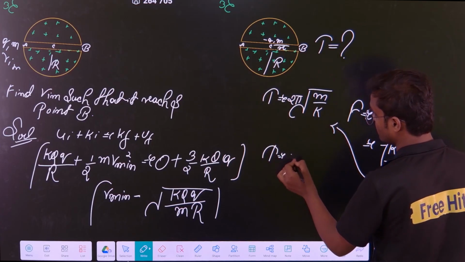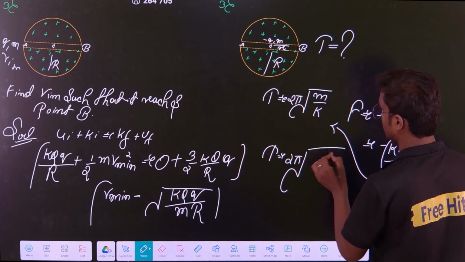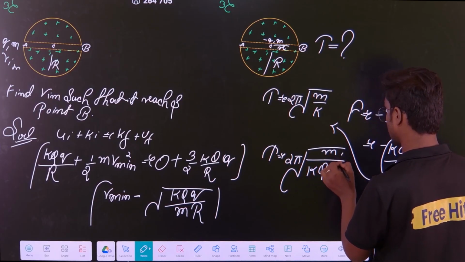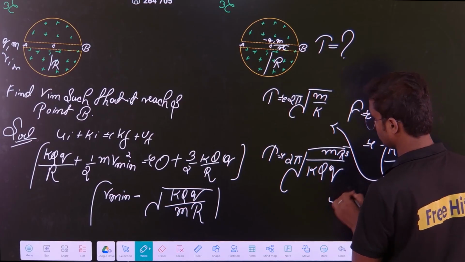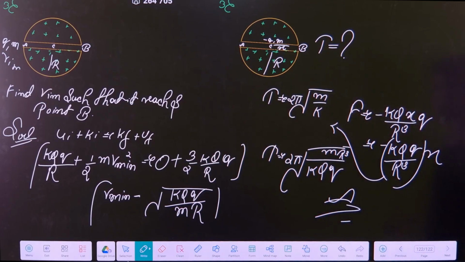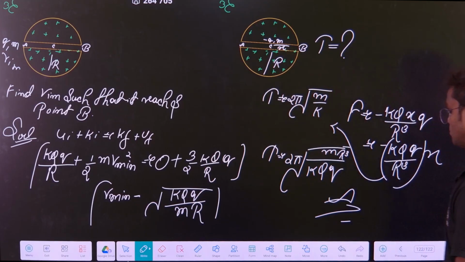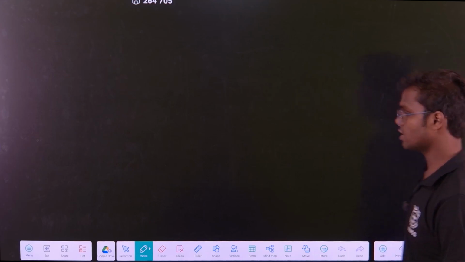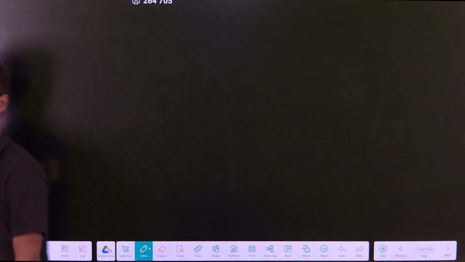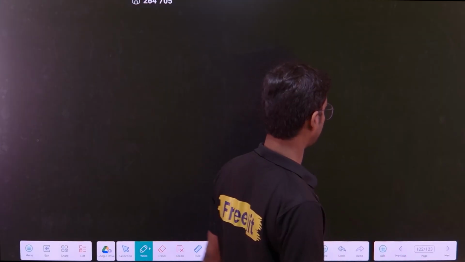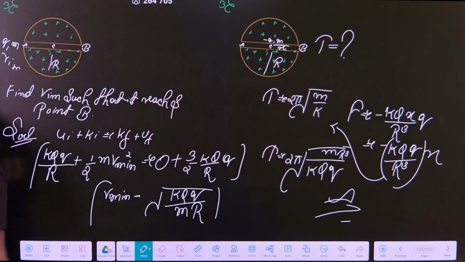T is equal to 2 pi root over of m upon this. Remember this k and that k are different. Okay, don't mix it up. That is our time period of oscillation. Simple. See, this time period of oscillation is independent of x. Okay, clear? Any doubt here? If anyone has a doubt, please tell me. Just take a note of it.